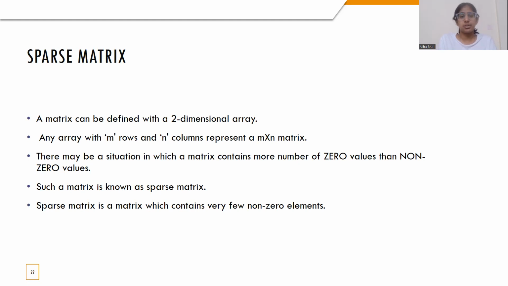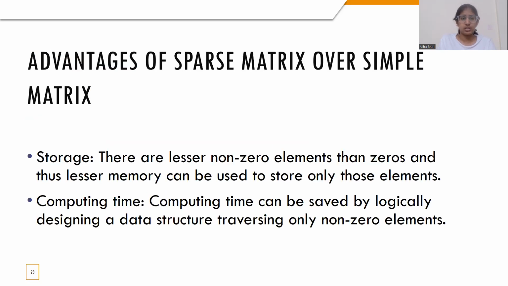The next topic is sparse matrices. Sparse matrix is a matrix which basically contains more zero elements than non-zero elements. So it can be defined as a two-dimensional array. An array with m rows and n columns represents a m into n matrix. There may be a situation in which a matrix contains more number of zero values than non-zero values. Such a matrix is known as a sparse matrix. Sparse matrix is a matrix which contains very few non-zero elements.